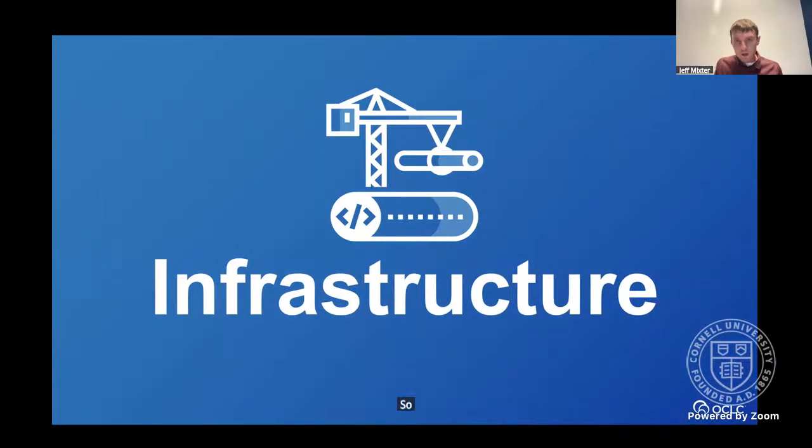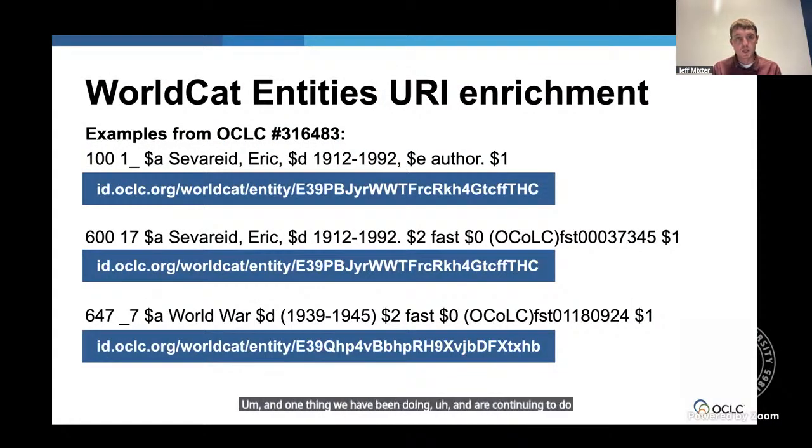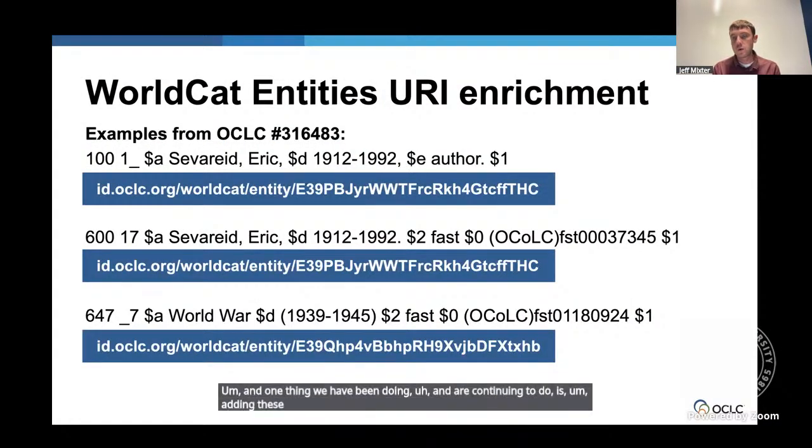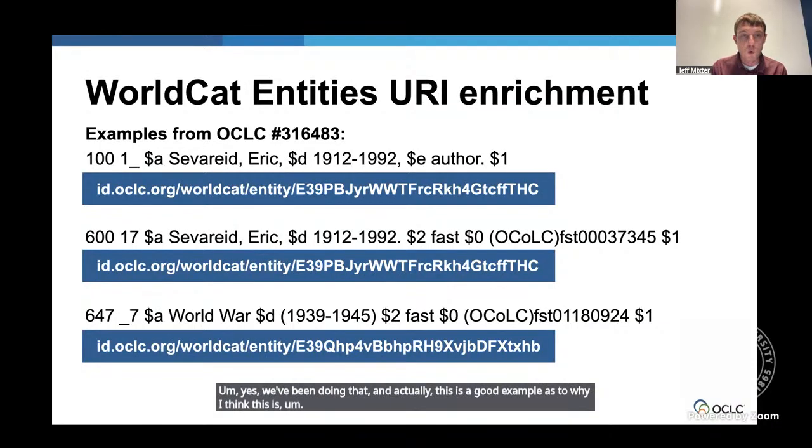So now I want to really briefly talk about what we have been doing with this data. One thing we have been doing and are continuing to do is adding these WorldCat entity URIs into MARC records. Laura, you mentioned that question earlier about a FAST heading that had a WorldCat entity subfield 1 identifier. Yes, we've been doing that. And actually, this is a good example as to why I think this is of value.